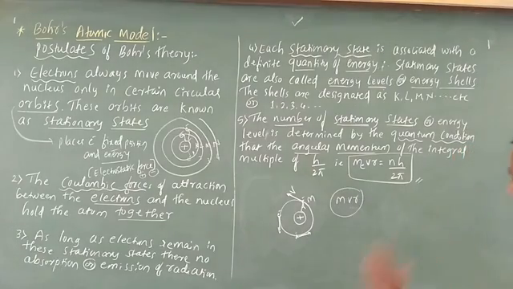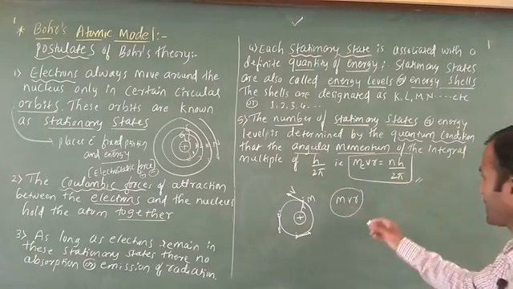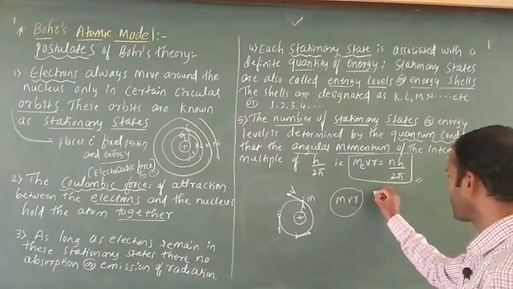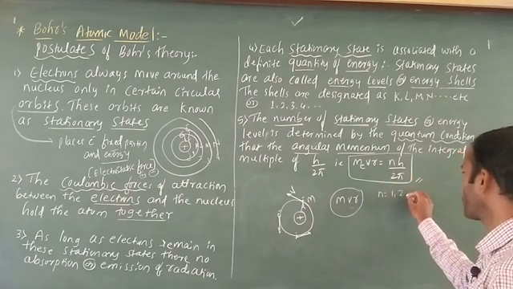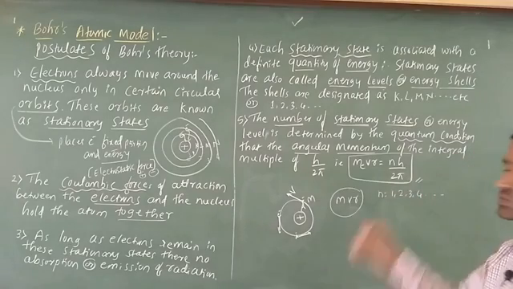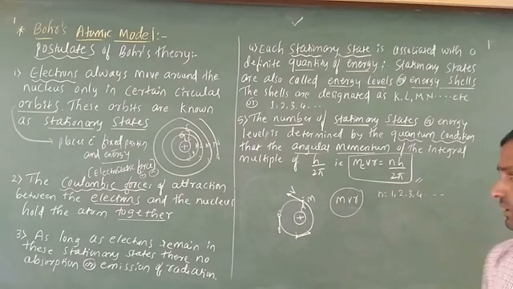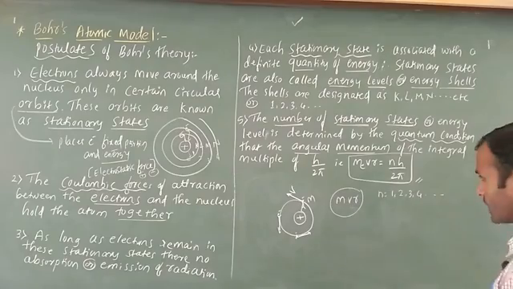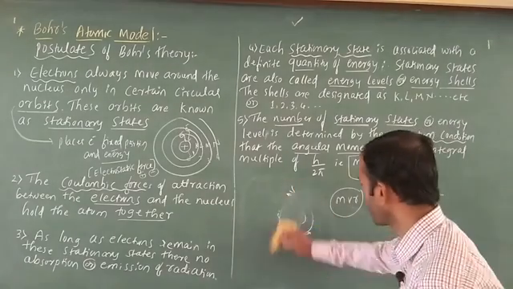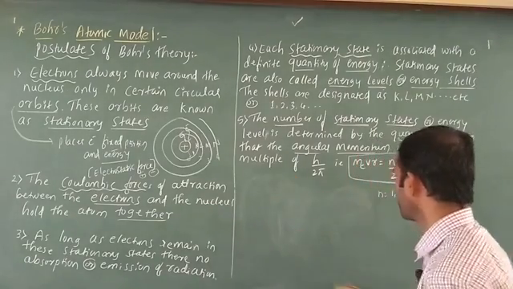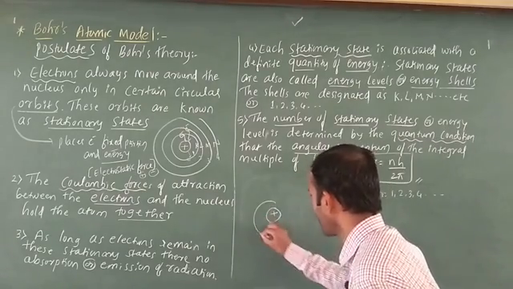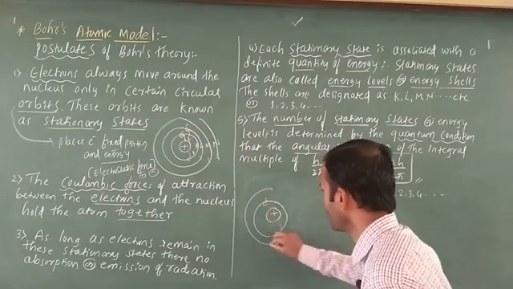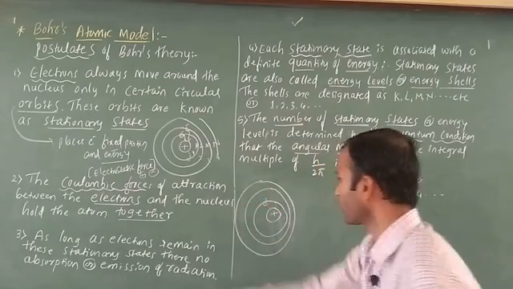Here I am going to explain one more time. That integral multiple of h upon 2 pi, with n equal to 1, 2, 3, 4 and so on, indicates integral multiple. Here I am going to draw the diagram one more time. Here is the nucleus, and the electron is revolving around the nucleus. This is according to Bohr theory.